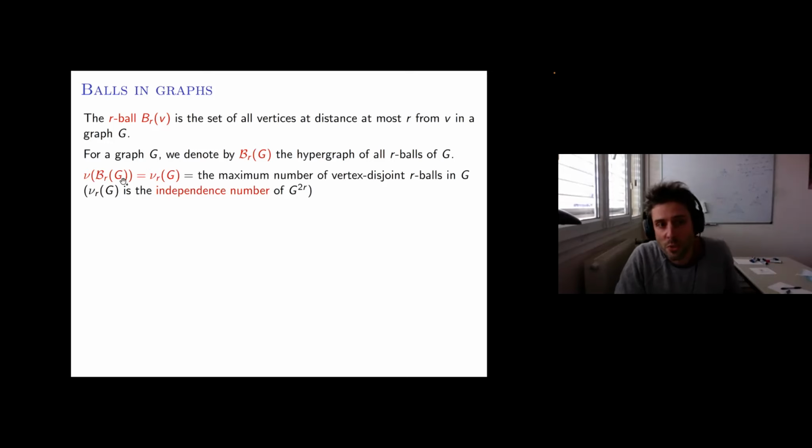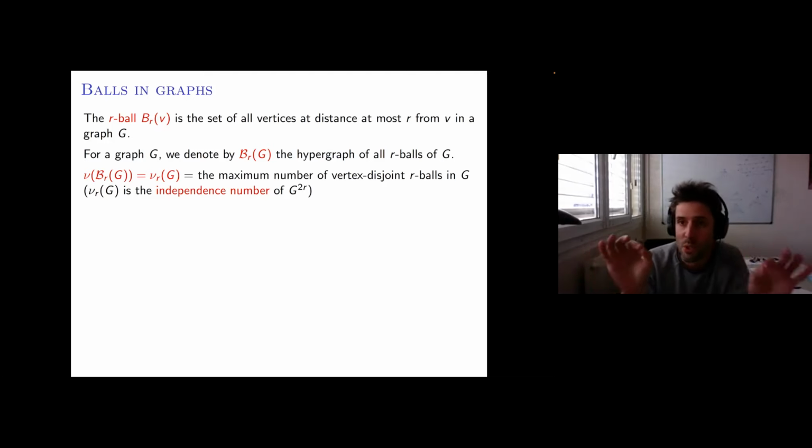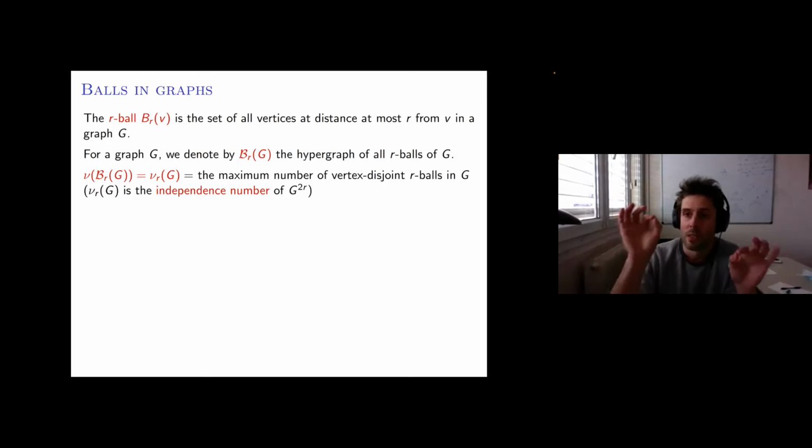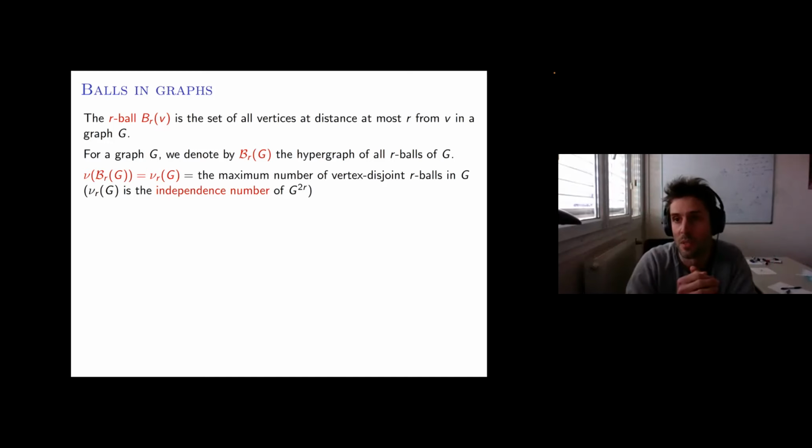So first, nu. From now on, we fix some integer R, and nu of this hypergraph of balls of radius R. What is it? So by definition, it's the maximum number of vertex disjoint R balls in G, and 2 balls centered in U and V of radius R are vertex disjoint if and only if the distance between U and V is at least 2R plus 1, right? Then the two balls are disjoint.